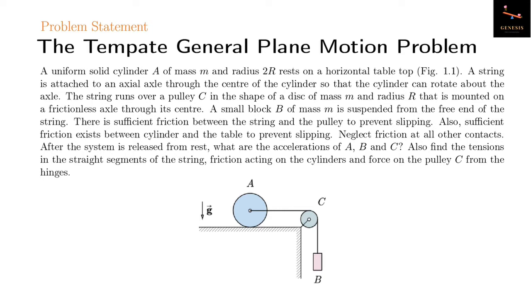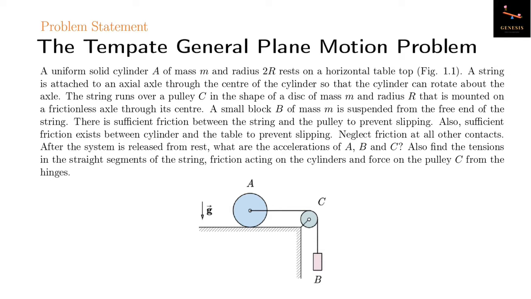A uniform solid cylinder of mass m and radius 2r rests on a horizontal tabletop. This is shown in the figure. A string is attached to an axial axle through the center of the cylinder so that the cylinder can rotate about the axle. The string runs over a pulley C in the shape of a disc of mass m and radius r that is mounted on a frictionless axle through its center. A small block B of mass m is suspended from the free end of the string. There is sufficient friction between the string and the pulley to prevent slipping. Also, sufficient friction exists between cylinder and the tabletop to prevent slipping. Neglect friction at all other contacts.